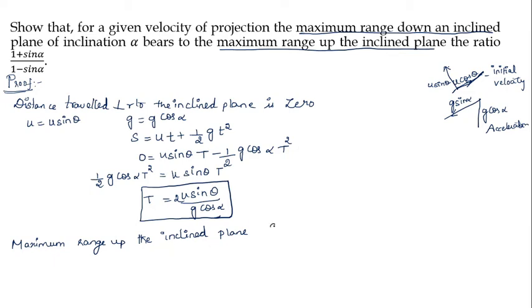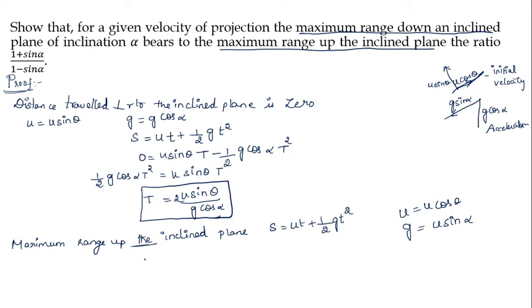So the distance formula is S equals ut plus half gt squared. Okay, so it is in the inclined plane. So we are considering the inclined plane. Our u is u cos theta because it is in the direction of the inclined plane. And your gravitational force g is g sine alpha, and it is in the opposite direction, so it is minus sine alpha when you substitute here.